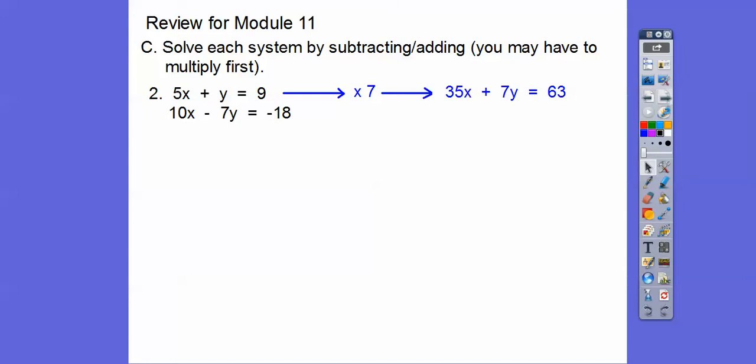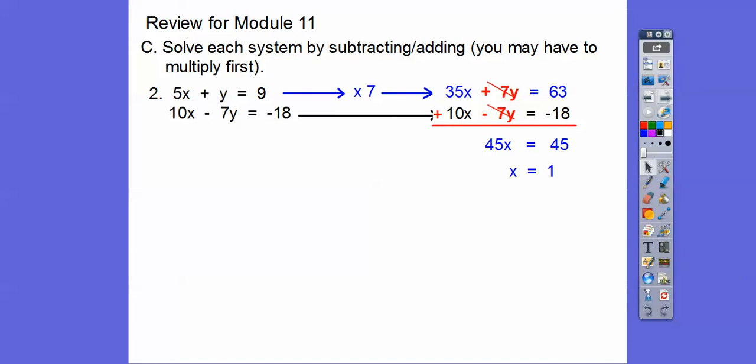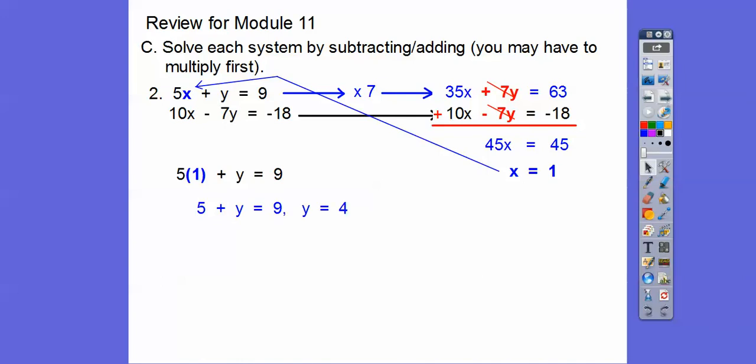So 5x times 7 is 35x. y times 7 is 7y, and then 9 times 7 is 63. Don't forget about multiplying the 9 also. Slide the other one underneath it, then we can add those together, and the 7y's cancel. 35x plus 10x is 45x, and then we get equals 45, so x equals 1. Plug x equals 1 into any of the equations. I like the one with the 5x plus y, so I'll plug in 1 right there. So that's 5, and then subtract 5 from both sides, y equals 4, so our answer is an ordered pair.